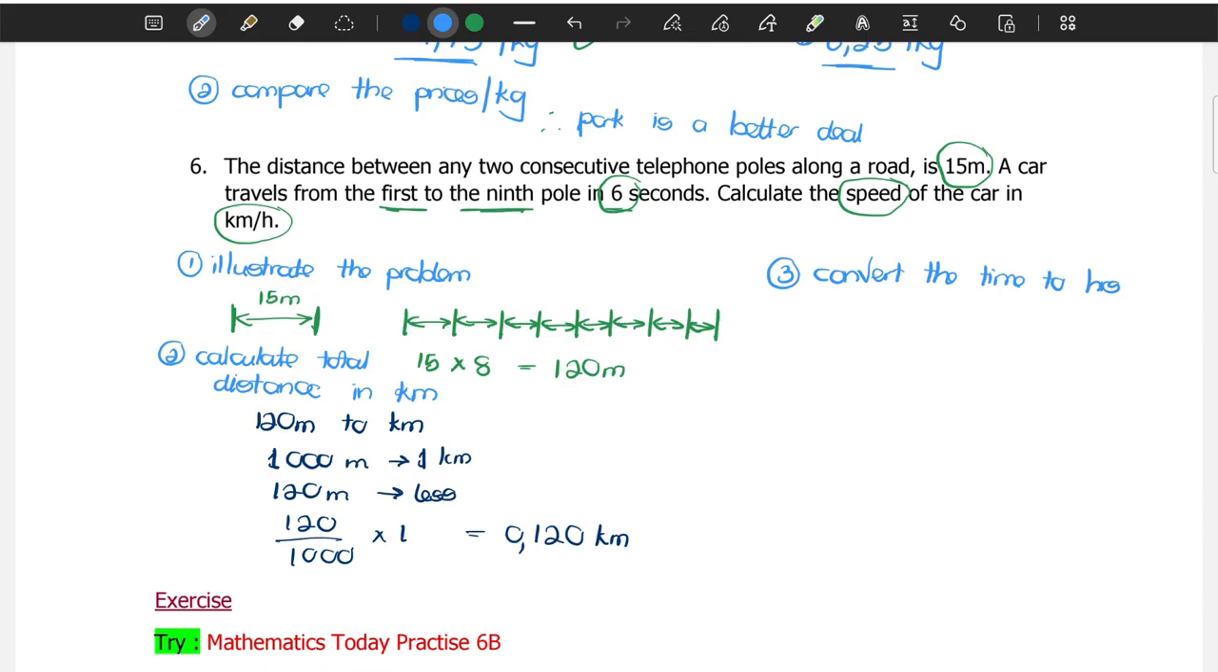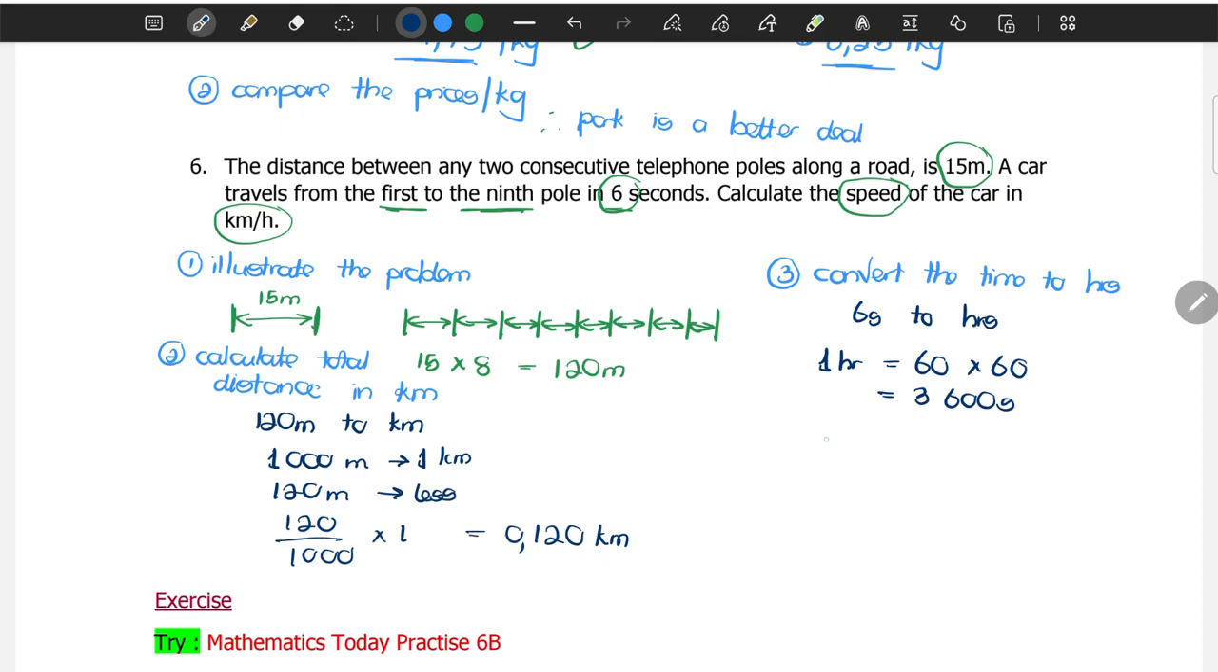So we just need to convert 6 seconds to hours. So we first need to find out how many seconds are in an hour, right? So 1 hour is made up of 60 minutes, and each minute is made up of 60 seconds. So that means that 1 hour is going to be made up of 3,600 seconds, right?